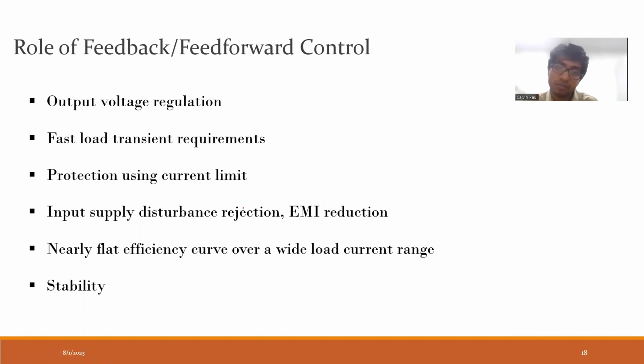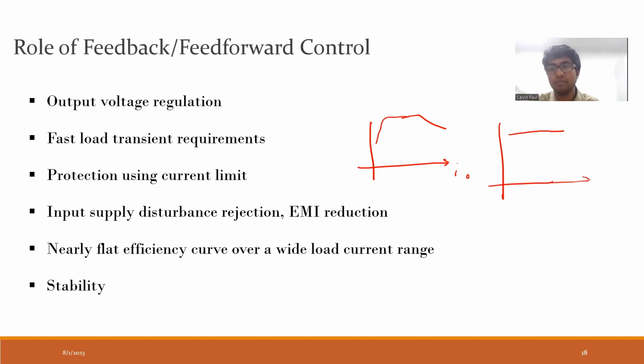So another thing is we want to have a flat efficiency curve over a wide load current range. If the load current changes, there could be a place where the efficiency is high, then it could reduce. Could be here, it could reduce. We don't want it like this. We would prefer the curve to be approximately flat. This is the efficiency, this is the load current. Even though the load current changes, the efficiency should be quite high. The curve could also be like this, and this is not desired. So we prefer a flat efficiency curve over a wide load current range.